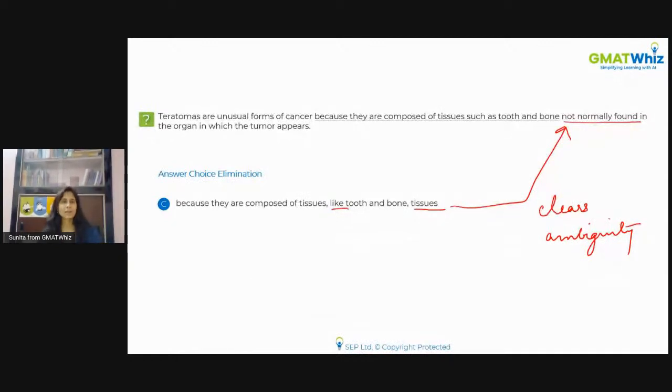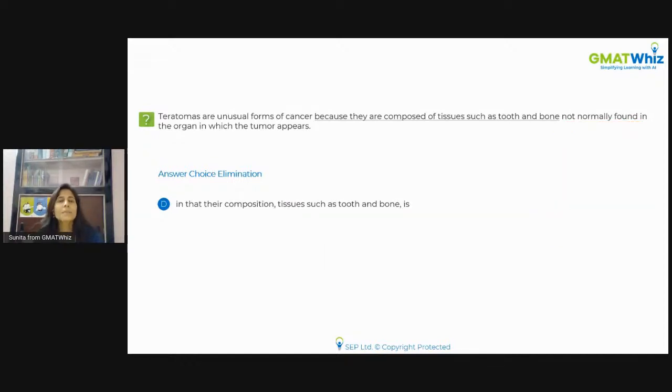It clears the ambiguity because these teratomas are composed of tissues such as... okay, over here I would really like this to be "such as", but then again, this is to be taken with a pinch of salt. And then we are saying tissues not normally found in the organ in which it appears. So C looks good for the time being. I'm going to keep C. Let me look at D.